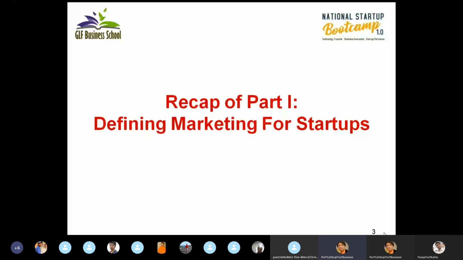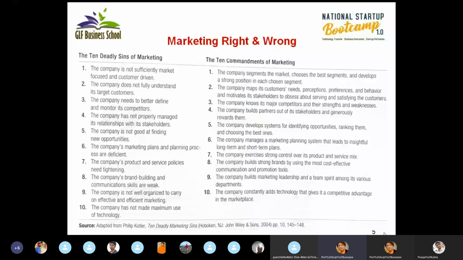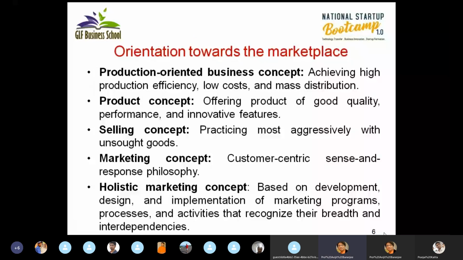We discussed customer value proposition, the 4 aspects of the CVP business model. We discussed the 10 deadly sins of marketing, the 10 commandments of marketing. We discussed the orientation towards the marketplace, the evolution of the marketing concept from production-oriented business concept to product concept, to selling concept, to marketing concept, and finally the holistic marketing concept.